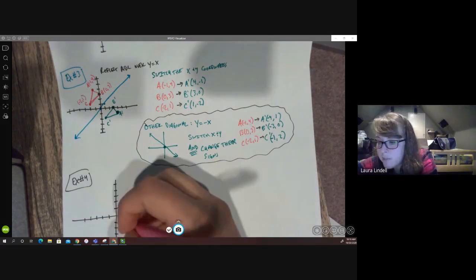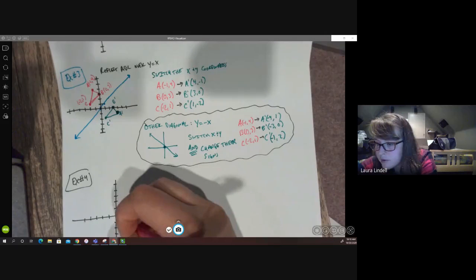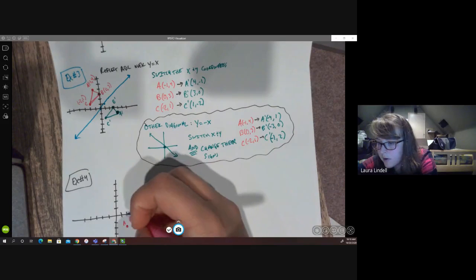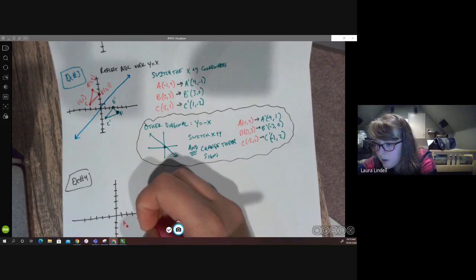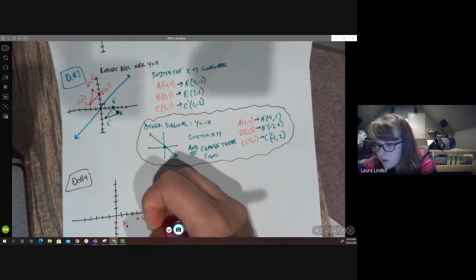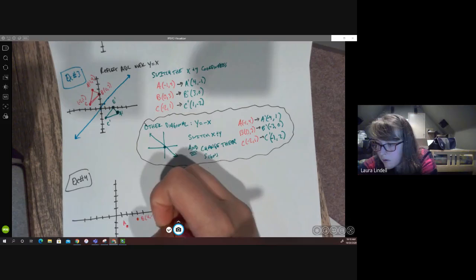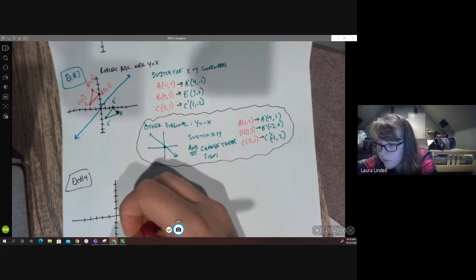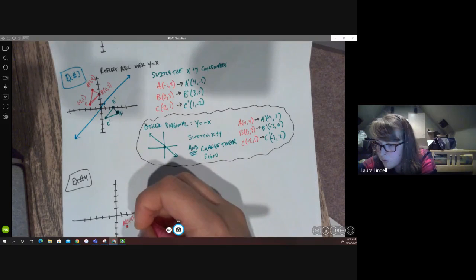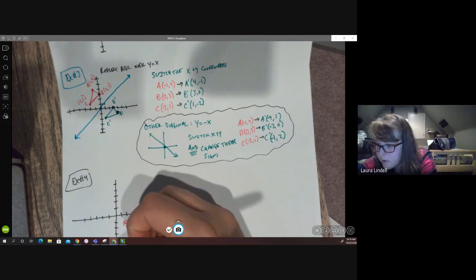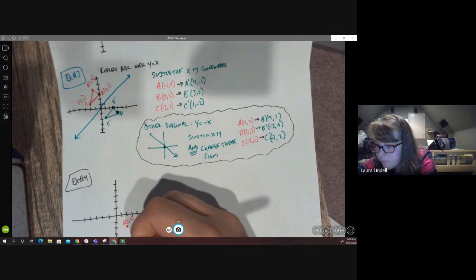So my original shape is going to be over 2, down 2. Over 4, down 1. And over 3, down 5.